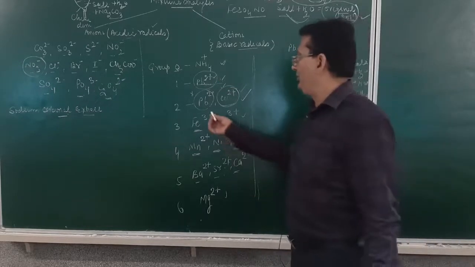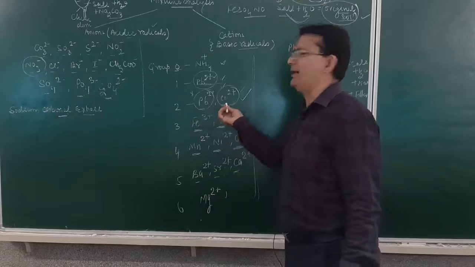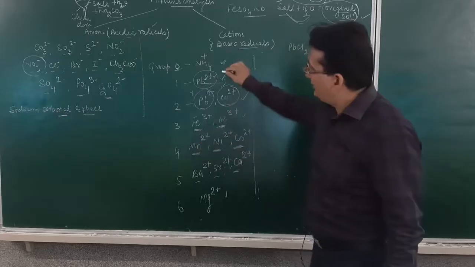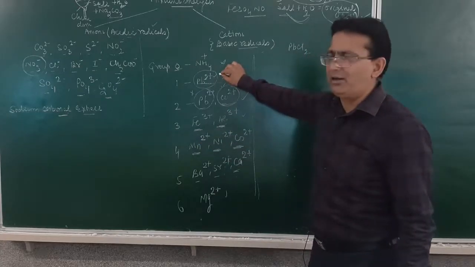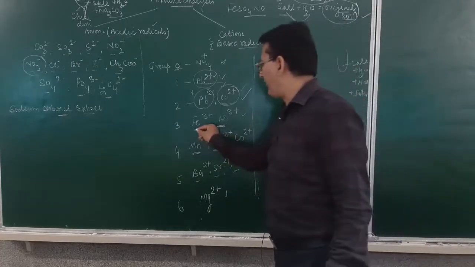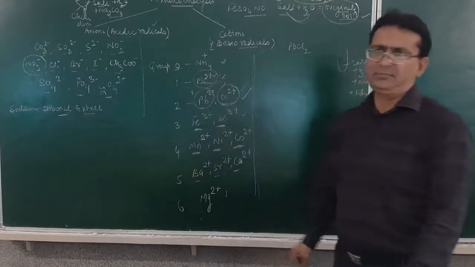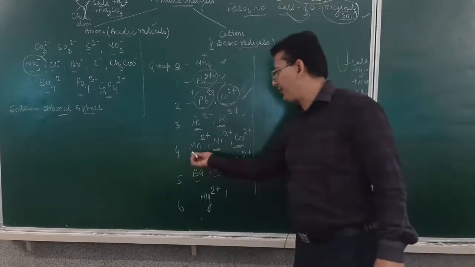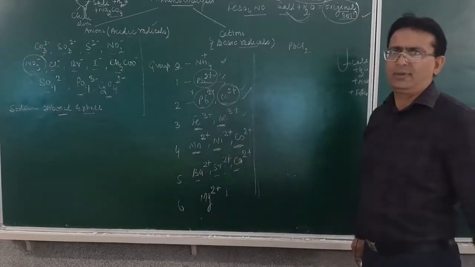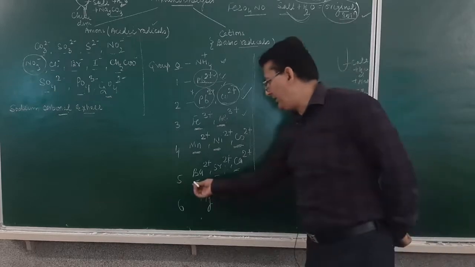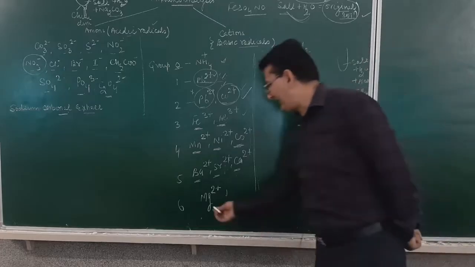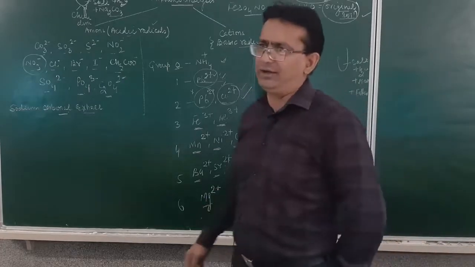In group number 2, we have the copper ion. Am I getting clear? In group number 3, just see, if you are able to identify the lead ion in group number 1, there is no need to carry out the test in group number 2. In group number 3, we have the ferric ion and aluminium ion. Am I clear? In group number 4, we have manganese, nickel and cobalt ions. Am I clear? In group number 5, we have barium, strontium and calcium ions. In group number 6, we have the magnesium ion, which is to be identified.